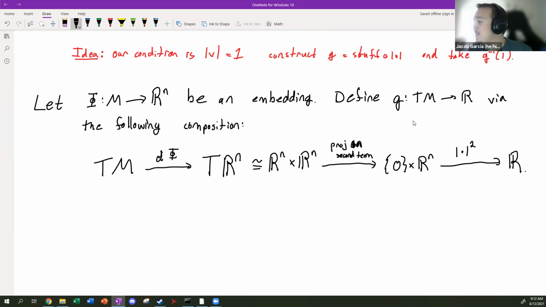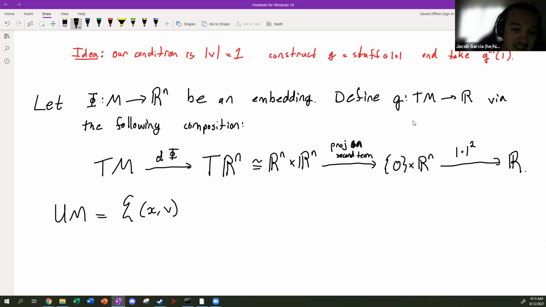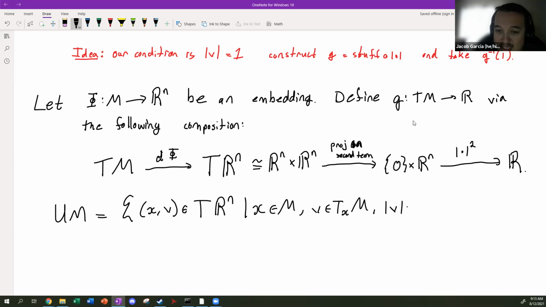So it's a couple of steps that we need. And I'm sure that if you had followed Raoul's line of reasoning of just trying to figure out what you need to pre-compose with the distance function, you would have gone here eventually. But the idea behind this is to recall the definition: it's the set of all x comma v in the tangent plane of Rn such that x is in M, v is in TxM, and the length of v is equal to 1.